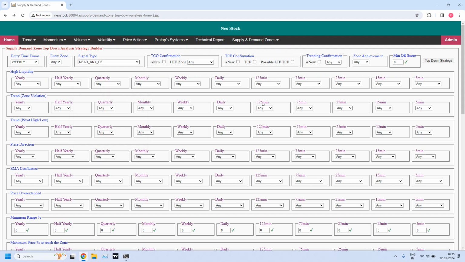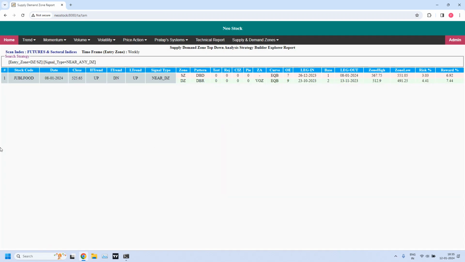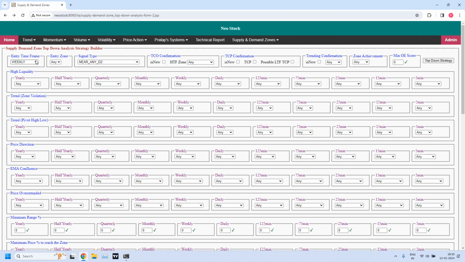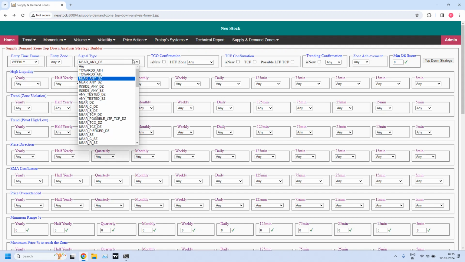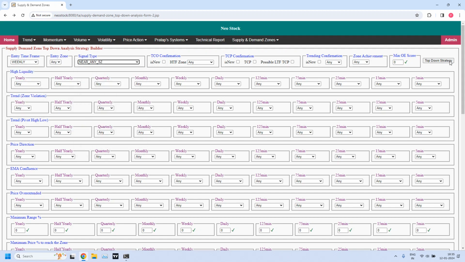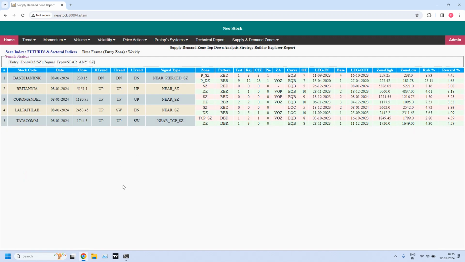And let us find the stocks near weekly demand zone. So only one stock is filtered, which is near weekly demand zone. Let's go back. For weekly time frame, let us find the stocks near weekly supply zone. Now 5 stocks are filtered. So these 5 stocks are near weekly supply zone.